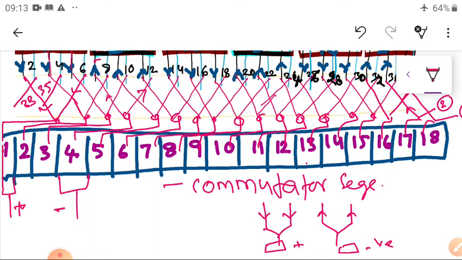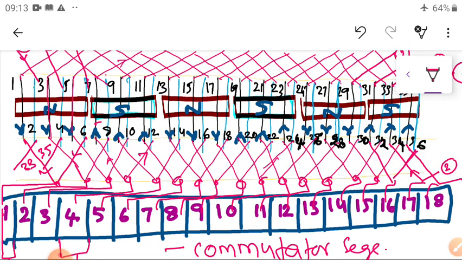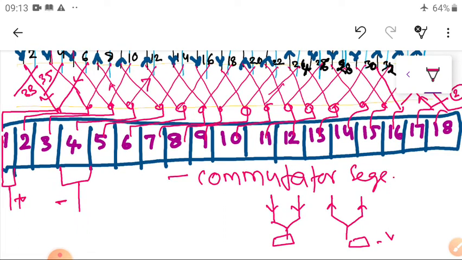So you set it on this one and keep all the brush positions. Here the 7th slot is positive, and at the 10th slot I am going to get the negative, at the 13th slot once again positive, and at the 16th slot I am going to get the negative.